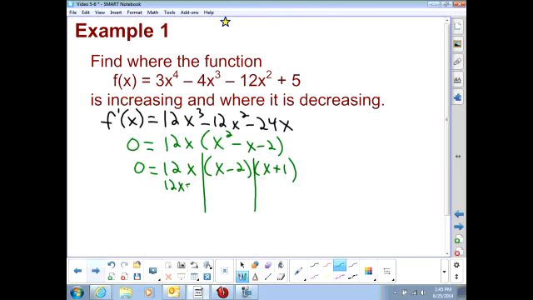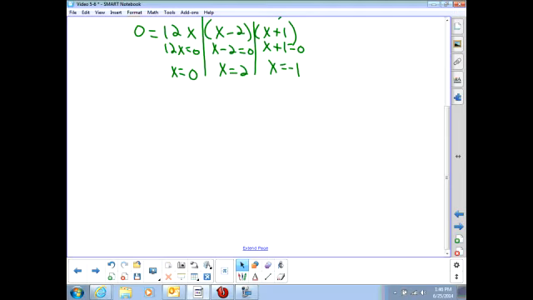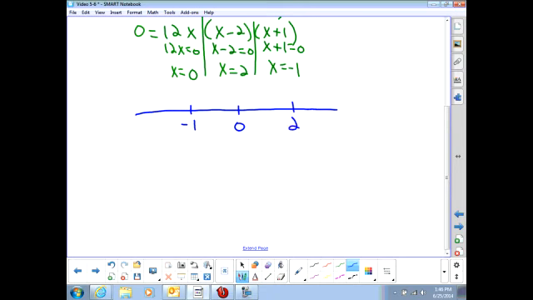When we set each part equal to 0, we'll get that we'll have horizontal tangent lines at x equals 0, x equals 2, and x equals negative 1. Those are the values where we could possibly change from increasing to decreasing. So we'll put those values on a number line. We'll have negative 1, we'll have 0, and we'll have 2.